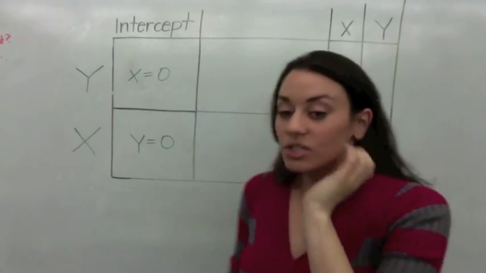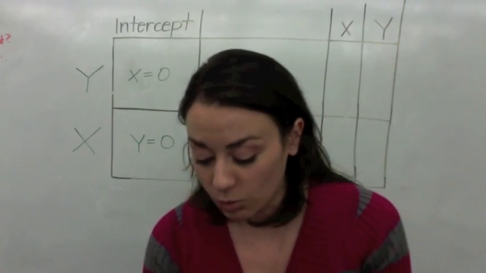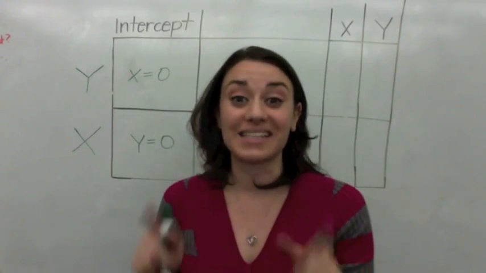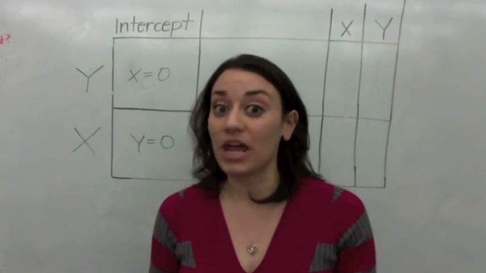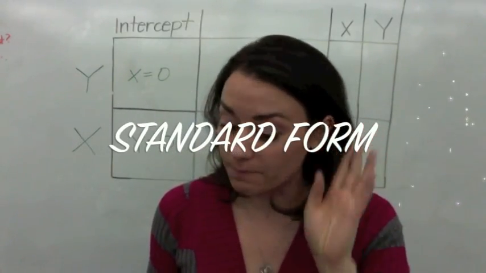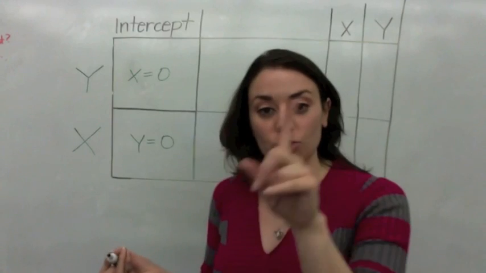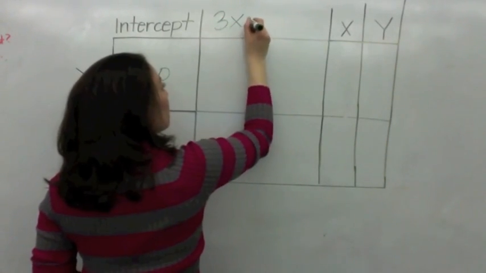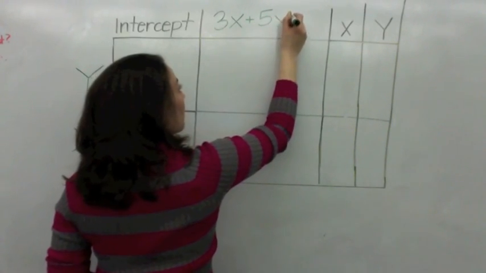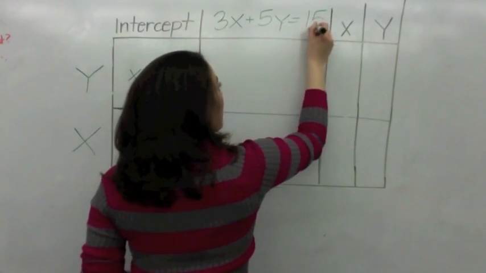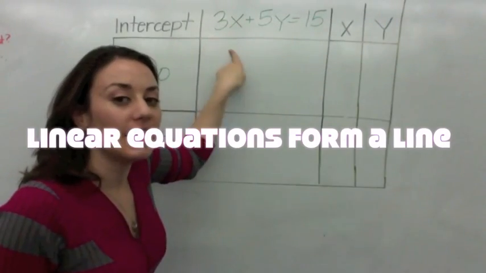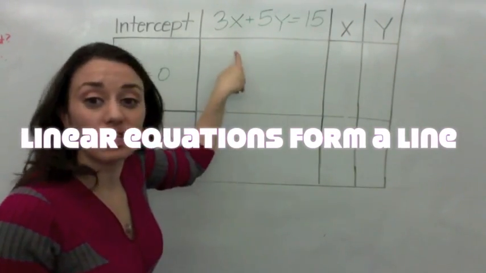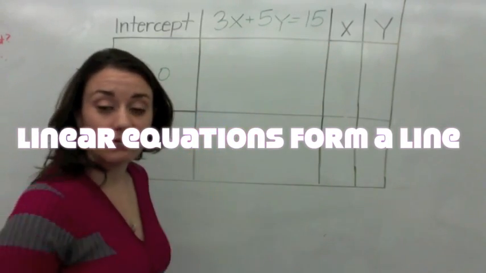All right. So let's take a look at a linear equation with both x and y. But this time, it doesn't start with y. I want you to see equations in standard form. What did I say? Equations in standard form. That's right. An equation in standard form actually starts with x. So let's look at this equation. It says 3x plus 5y equals 15. Now, this is a linear equation. Linear equations form a, try that again. Linear equations form a line, very good.